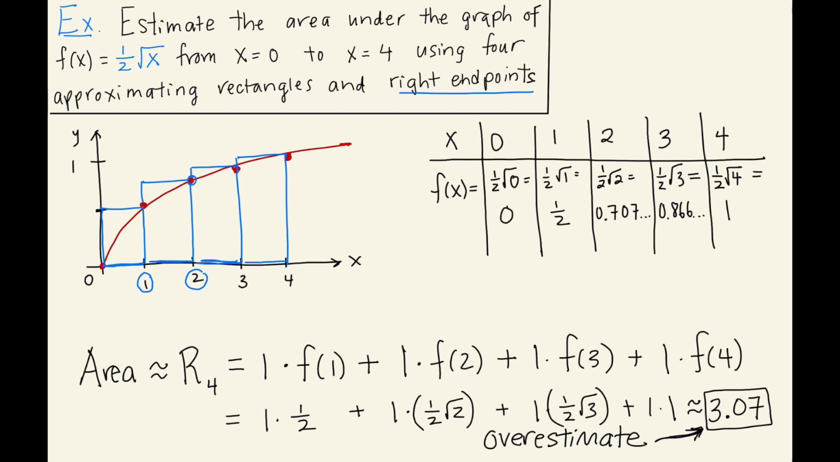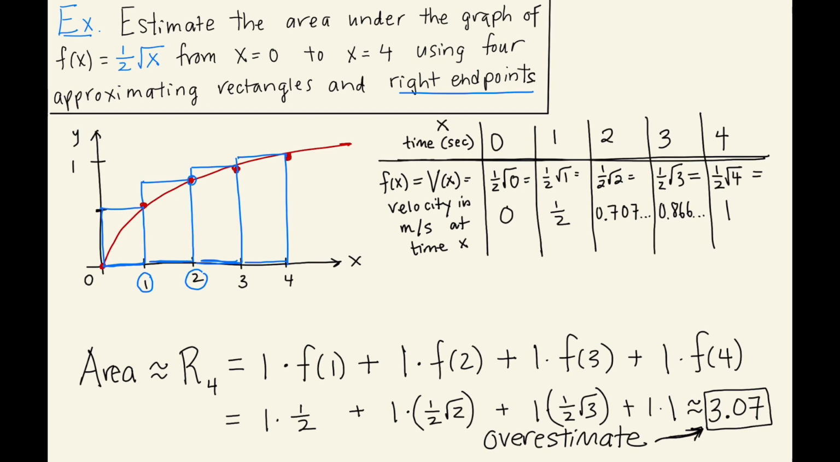Suppose that this function f of x represented the velocity, so this was like velocity at time x. And let's suppose x is time in seconds. And let's suppose that f of x is v of x, which represents the velocity in meters per second. Okay, so let's suppose we had this situation.